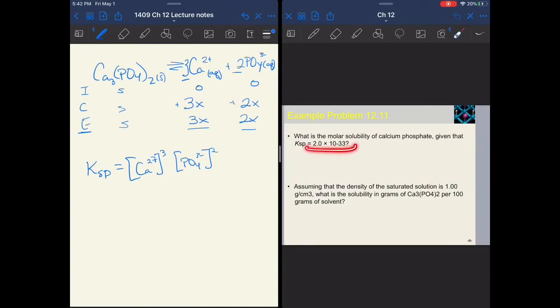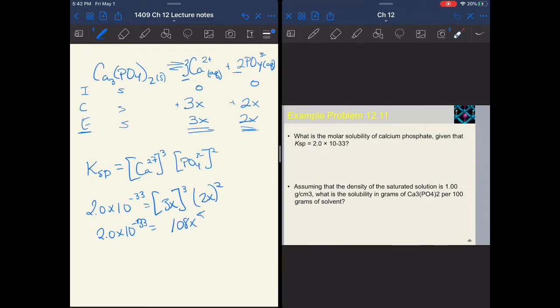We know that Ksp is 2.0 times 10 to the negative 33. We're going to fill in our equilibrium concentrations. We have 3x cubed times 2x squared. And so let's simplify that a little bit. We're going to have 2.0 times 10 to the negative 33 equals 108x to the 5th. Don't forget to distribute that number, right?